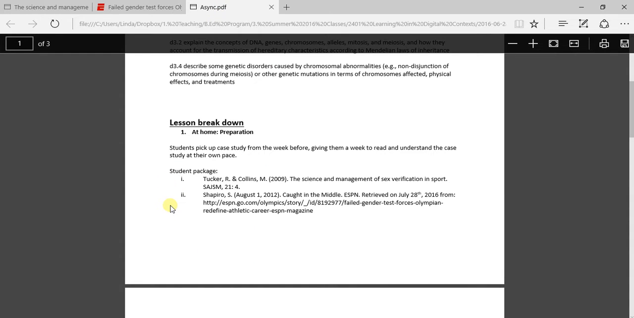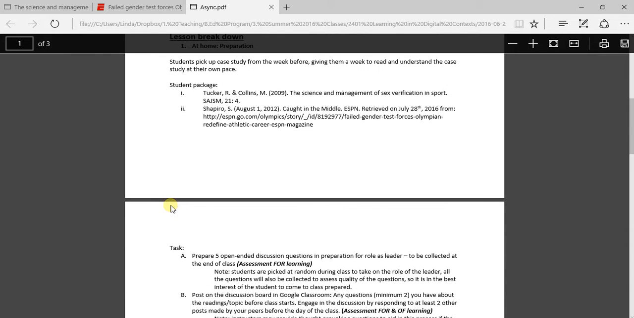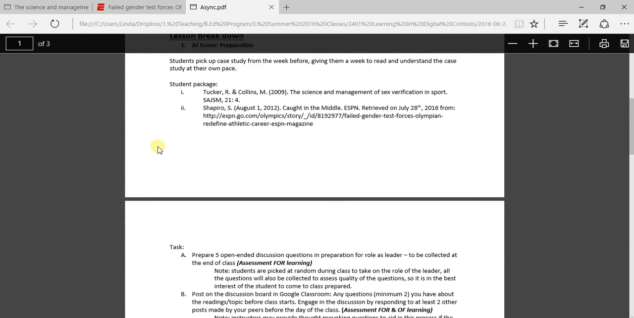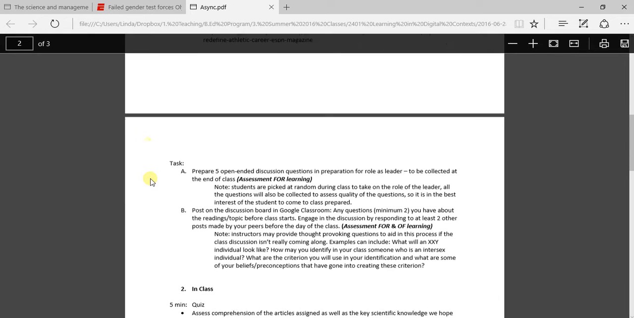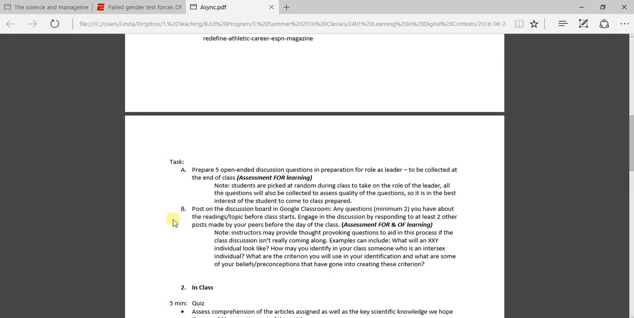So we've provided students with these two different sources to look at essentially the same issue, which is sex verification in sports, verifying that females are in fact females so that females can compete in the female categories. Taking these two articles, students will then go on their own time to prepare two tasks in preparation for their classroom synchronous time together.